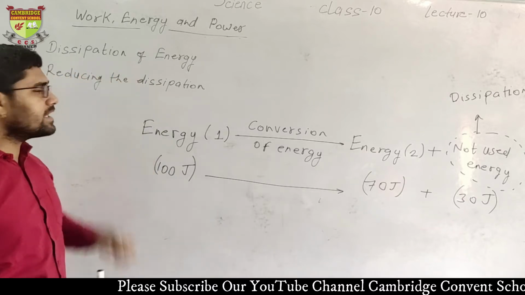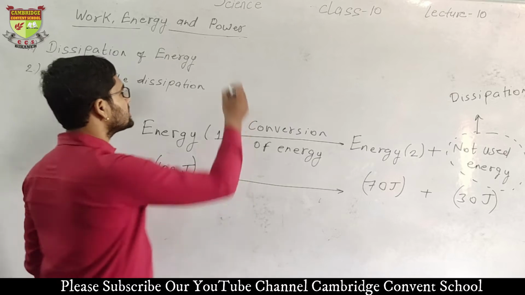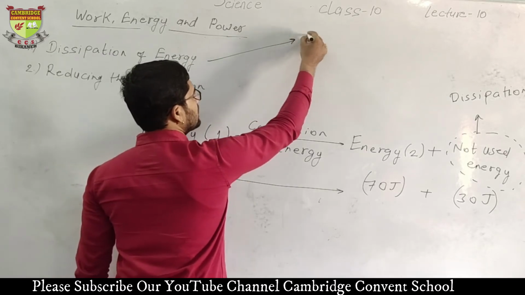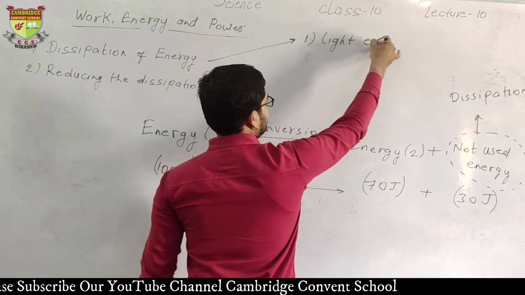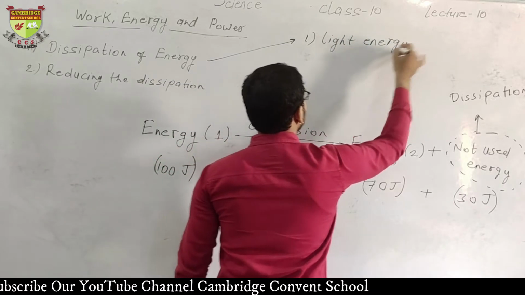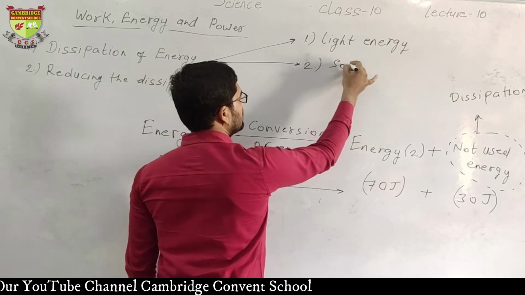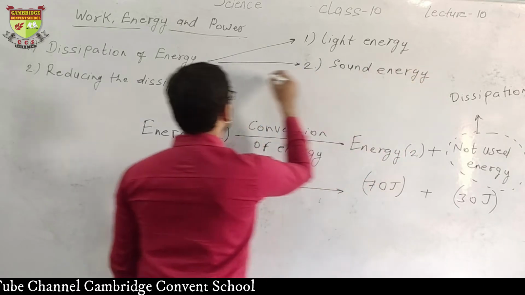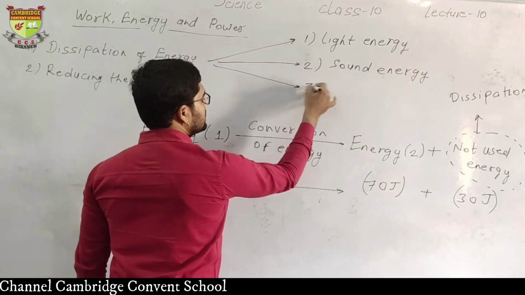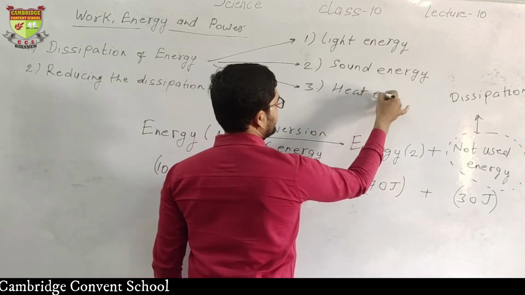There are basically three types of dissipation in our syllabus. The first kind is dissipation of light energy. The second is dissipation of sound energy. And the third one is dissipation of heat energy.